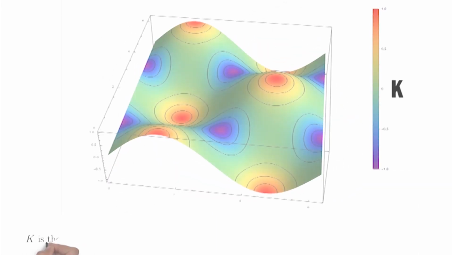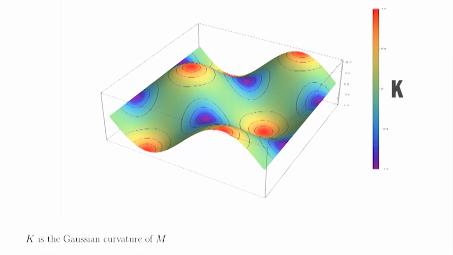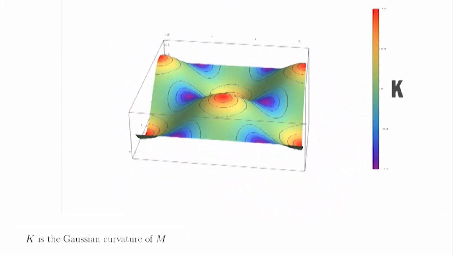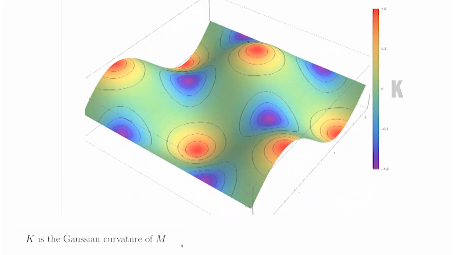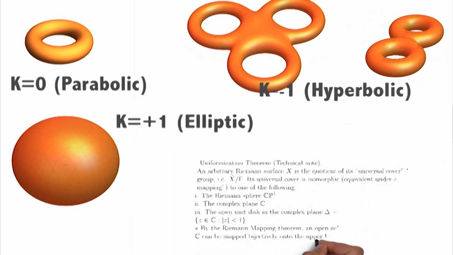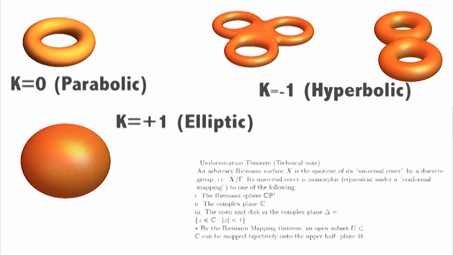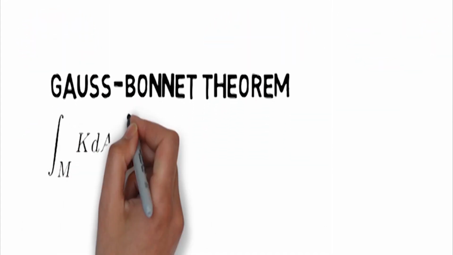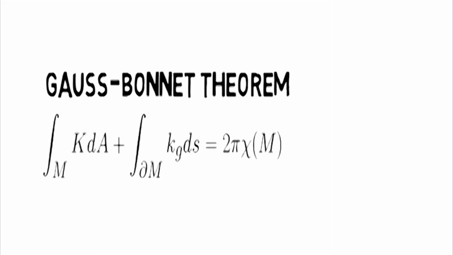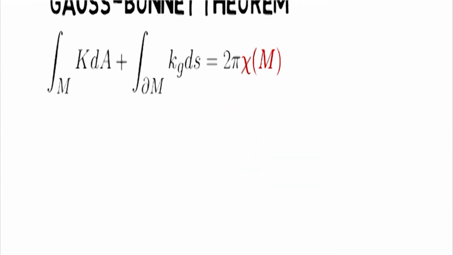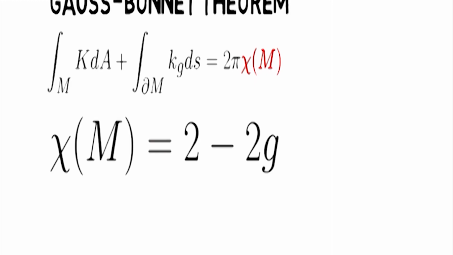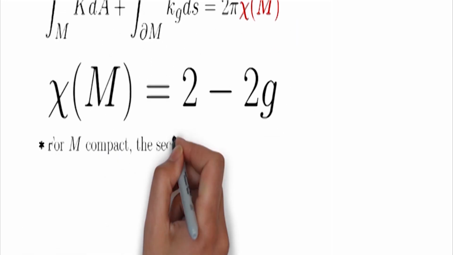The Gaussian curvature of a Riemann surface, which is the measure of intrinsic curvature of the surface, can classify it uniquely by the uniformization theorem as being either elliptic with k equals 1, parabolic with k equals 0, or hyperbolic with k equals -1. The curvature can be calculated by the Gauss-Bonnet theorem by computing certain integrals where chi of M is the Euler characteristic of the surface, equal to 2 minus 2g, where g is the genus of the surface.